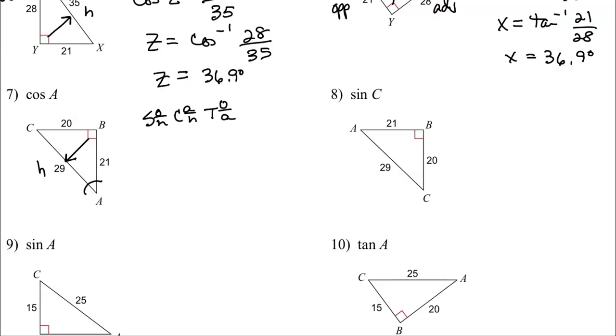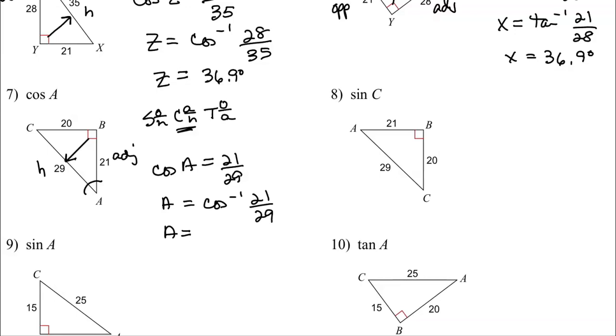So I need cosine of A. So from A's perspective, I need adjacent, and that's the 21, over the hypotenuse, which is the 29. So the cosine of angle A equals adjacent over hypotenuse. Okay, so then angle A itself is going to be cosine to the -1 of 21 over 29. So if I put that in my calculator, I'm going to find that angle A equals 43.6 degrees. Okay, let's do number 8.